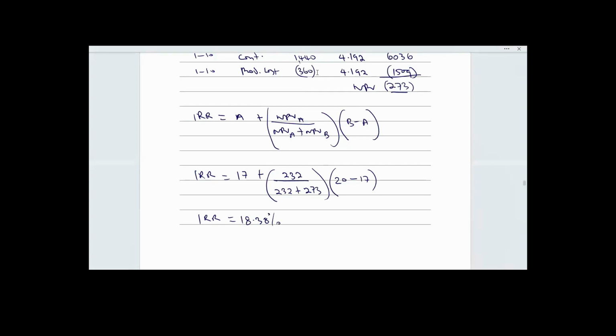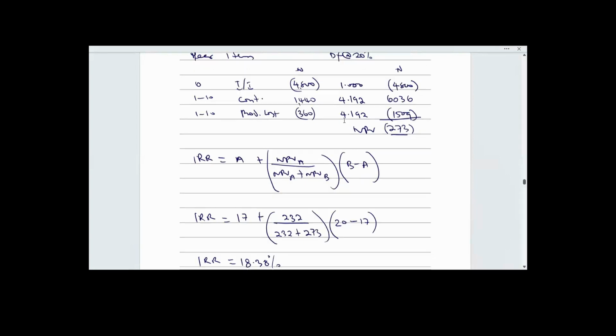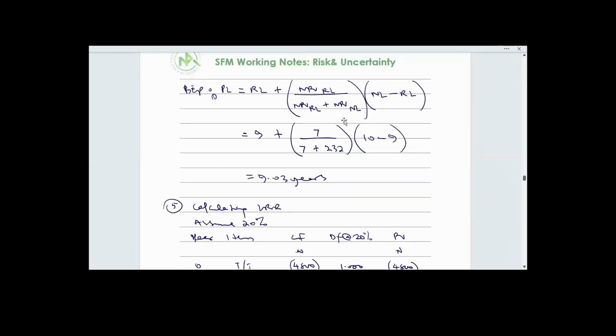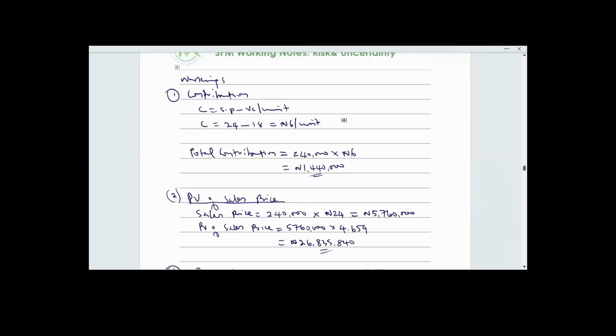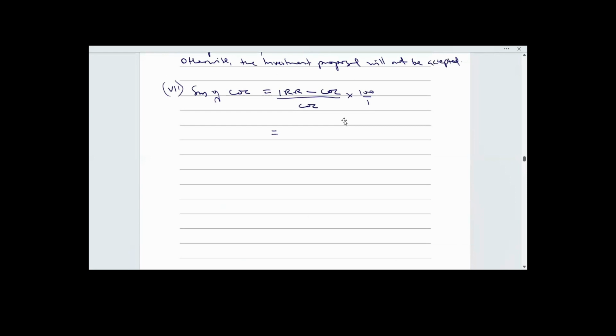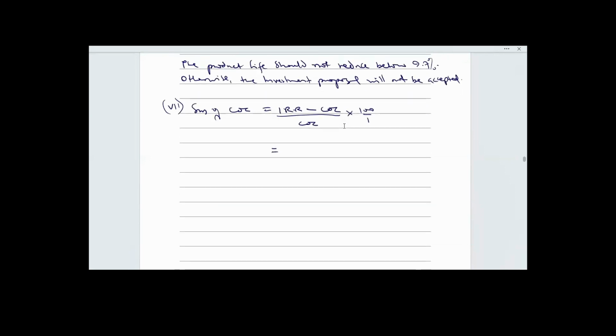18.38%. So now that I have my internal rate of return, I need to go ahead and calculate my sensitivity margin of cost of capital. So I will then come here 18.38 minus cost of capital of 17% over 17% multiplied by 100 over 1.